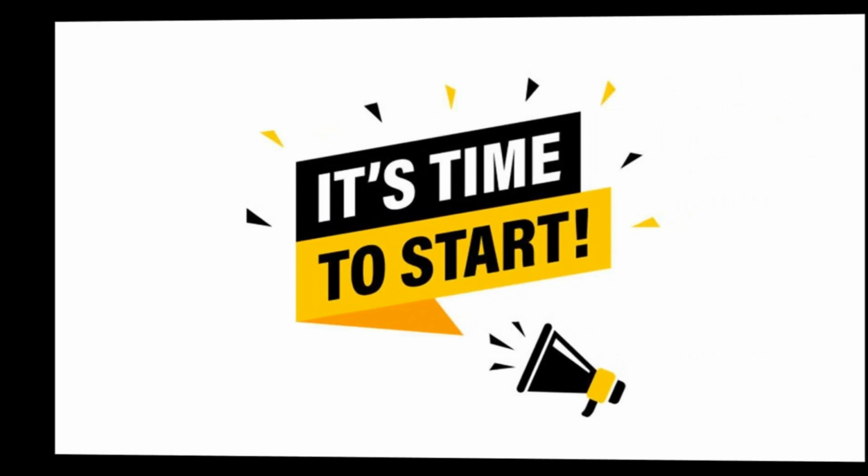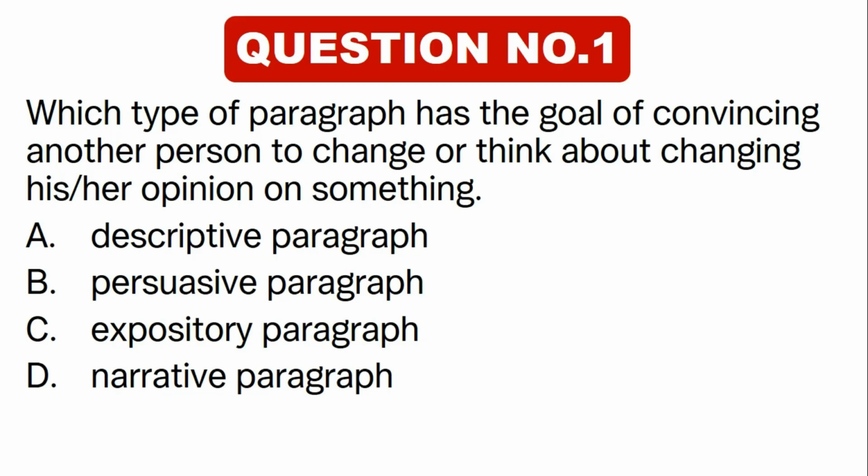Question number one. Which type of paragraph has the goal of convincing another person to change or think about changing his or her opinion on something? A. Descriptive paragraph. B. Persuasive paragraph. C. Expository paragraph. D. Narrative paragraph.